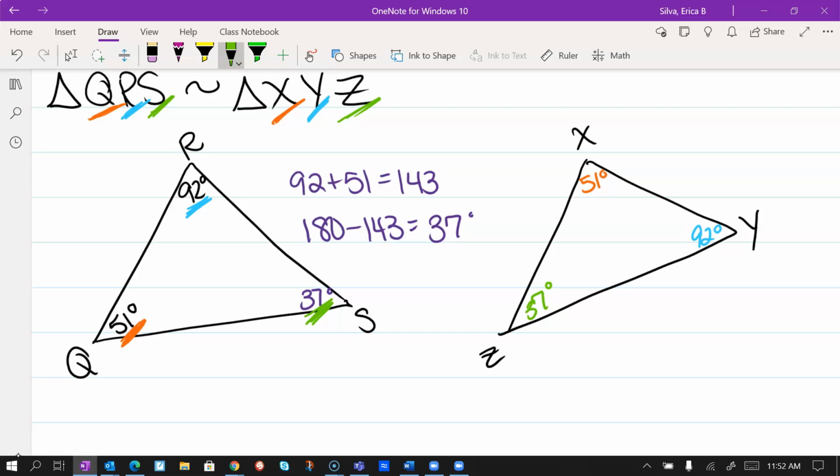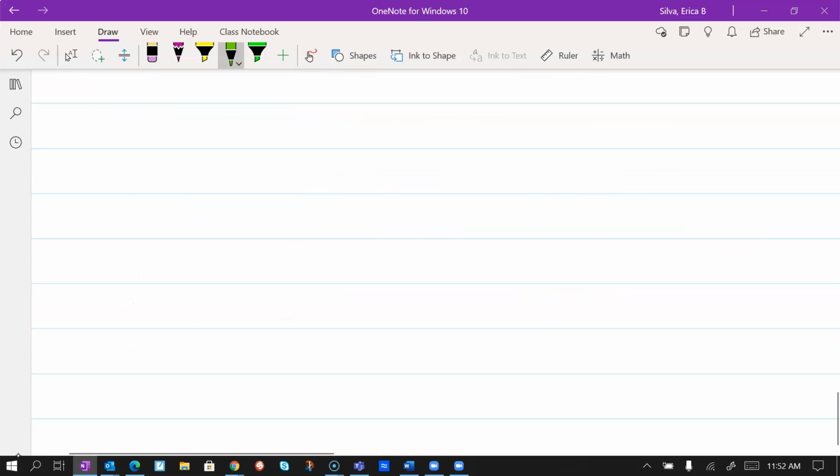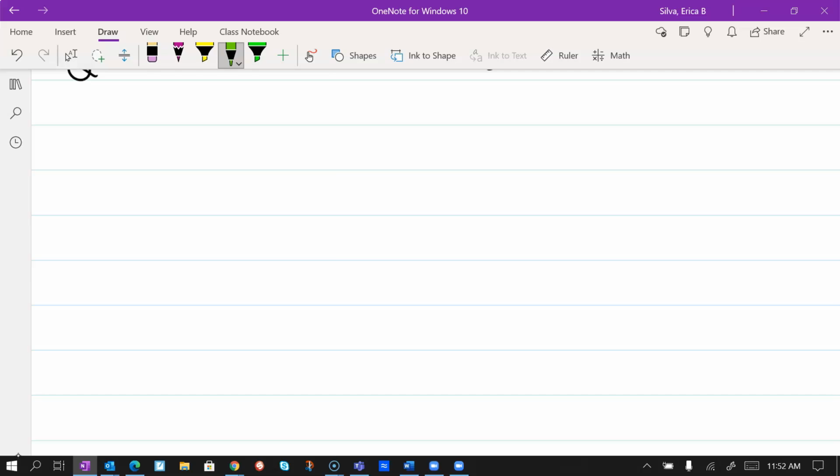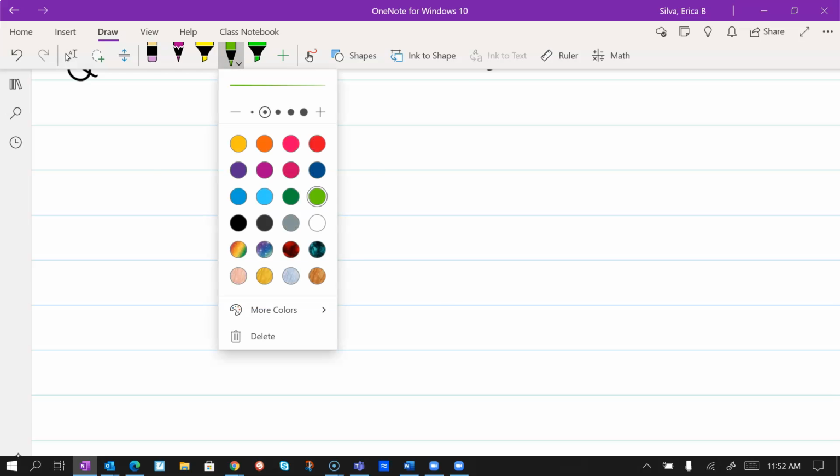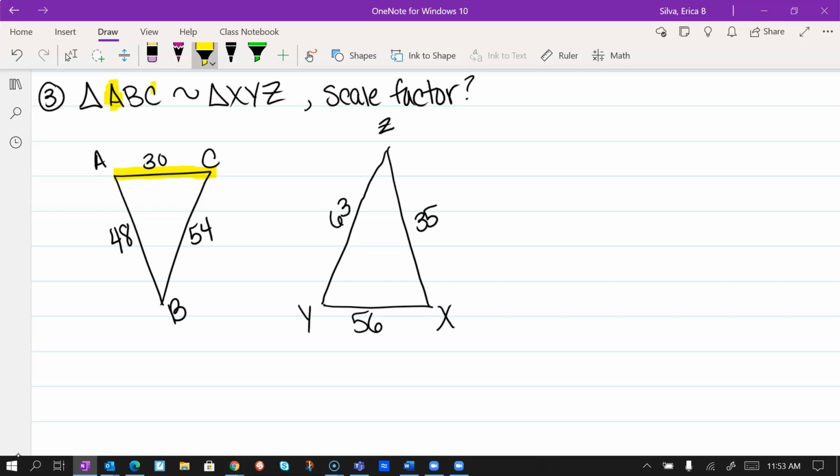Any questions? All right, so we already looked at the angles. So what if they tell us that our triangles are similar and we're looking to choose one side? So in this case, I'm going to choose AC. What is corresponding to AC?